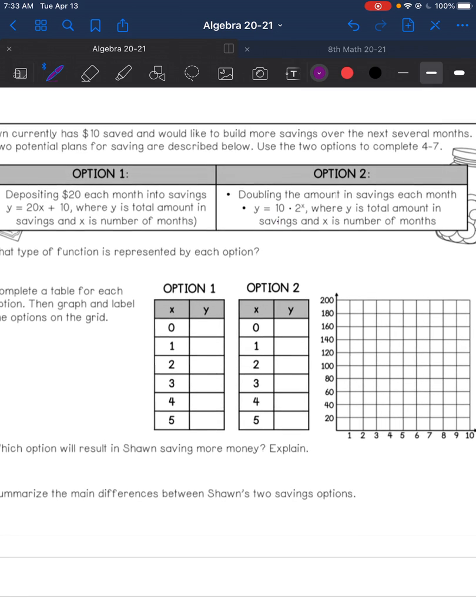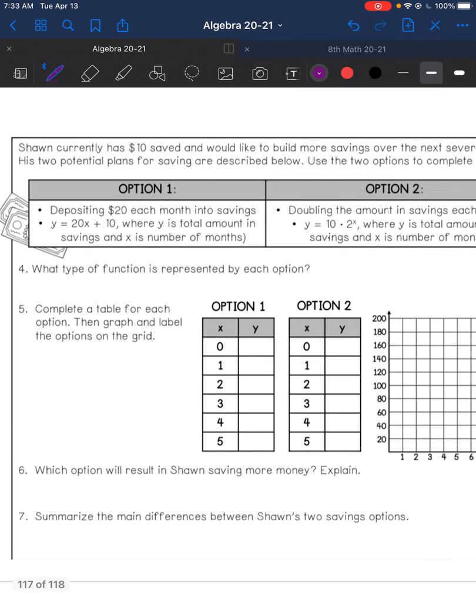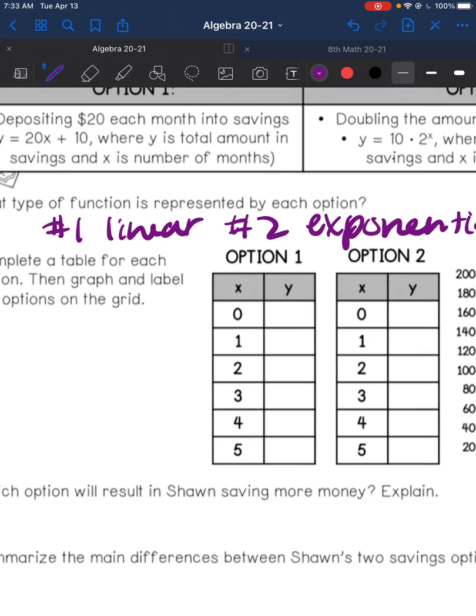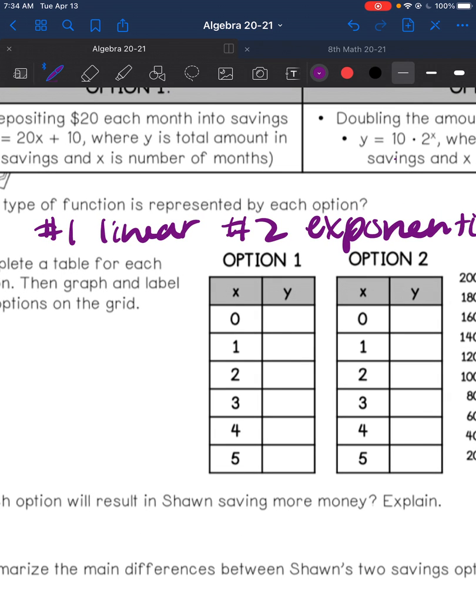So, what type of function is represented in each option? Well, I'm hoping you can already see that option 1 is linear, and number 2 is exponential. So we're going to complete the graphs. So using the equations in the little squares up here at the top, we're going to fill in our tables, just like what we did in our beginning. So we started at 10 for option 1, and every month we add 20. So 10 plus 20 is 30, 50, 70, 90, 110.